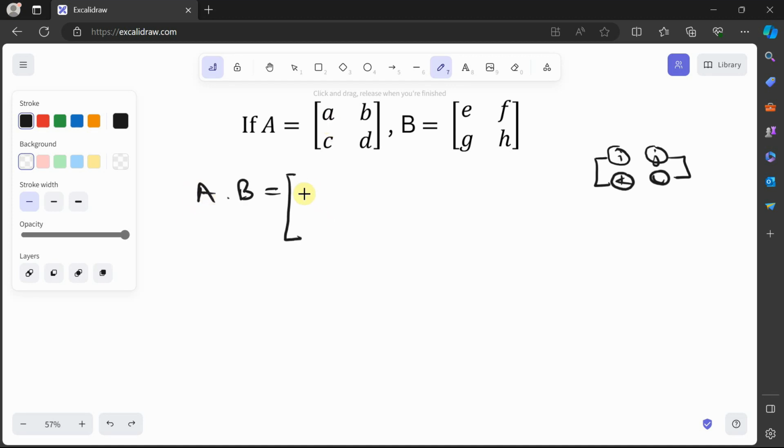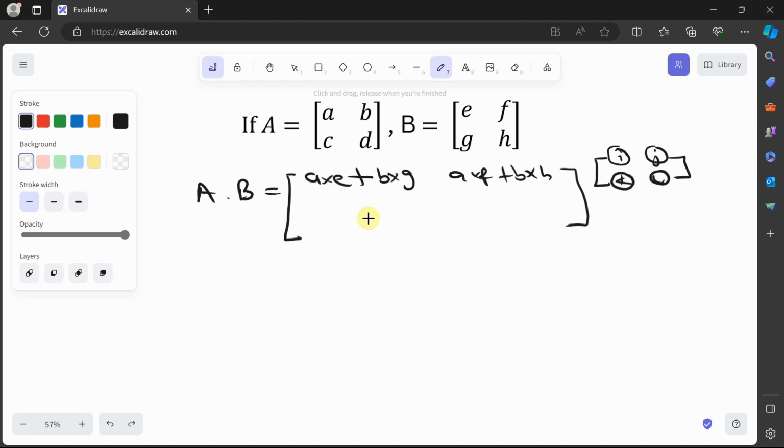I'm going to find the first guy. Because it's at the top, I'll multiply row 1 with column 1. So that will be A times E, then I'll add it plus what? B times G. For me to find the second guy, that will be A times F plus B times H.